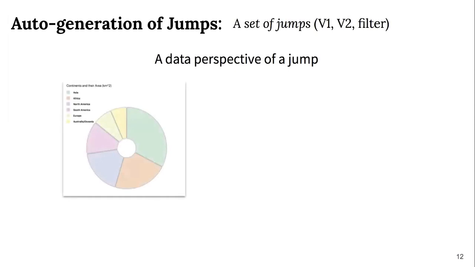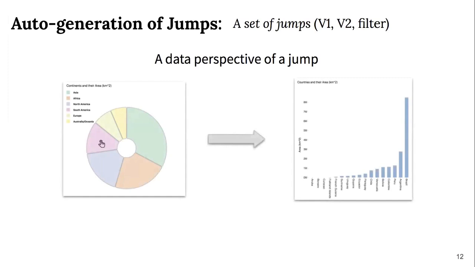Here, we first start at a pie chart showing continents and their area. Then we click on the pie representing South America, and jump to a bar chart showing the areas of South American countries. This pie chart is based on the table continent, while the bar chart is based on the table country. The result of this jump is a filter on the continent column of the country table, which selects only countries in South America. Now, from a high level, this filter generation process is actually matching up two columns: the continent column from the country table and the name column from the continent table.